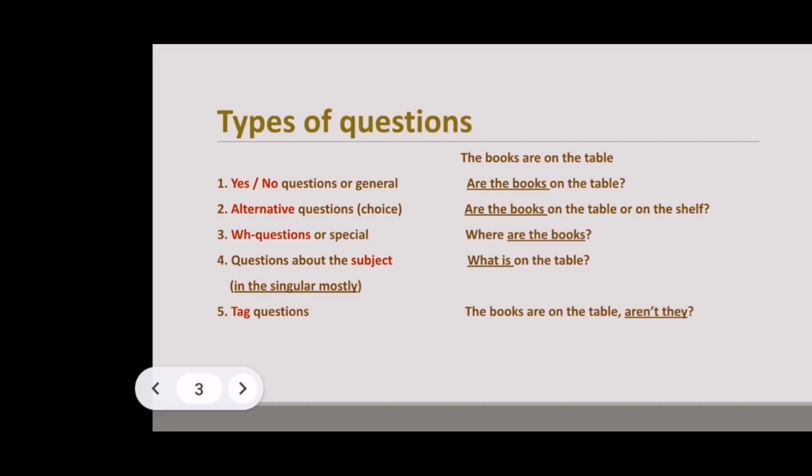Questions for the subject are the easiest ones. Instead of the subject, you just put the words who or what, but pay attention here, you should use the singular. So, what is on the table? We don't ask what are on the table. And the tag question: the books are on the table, aren't they?